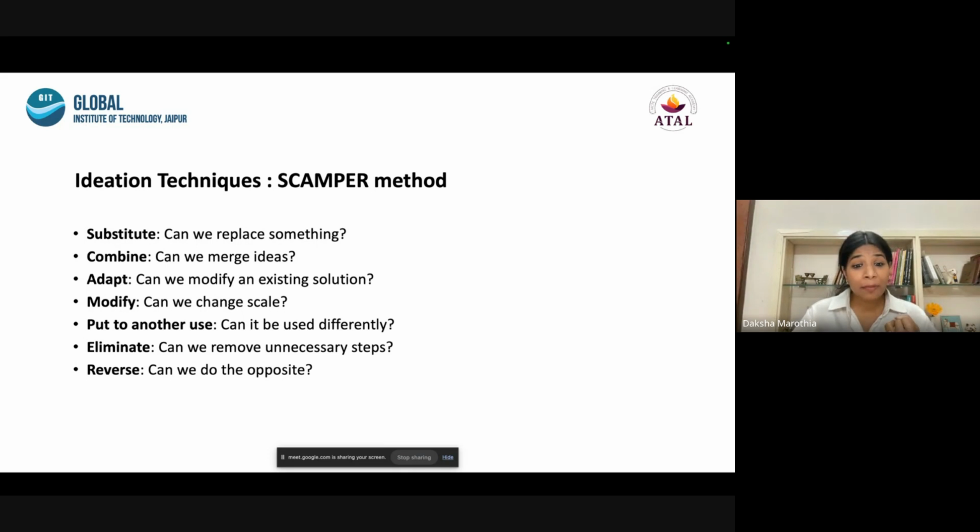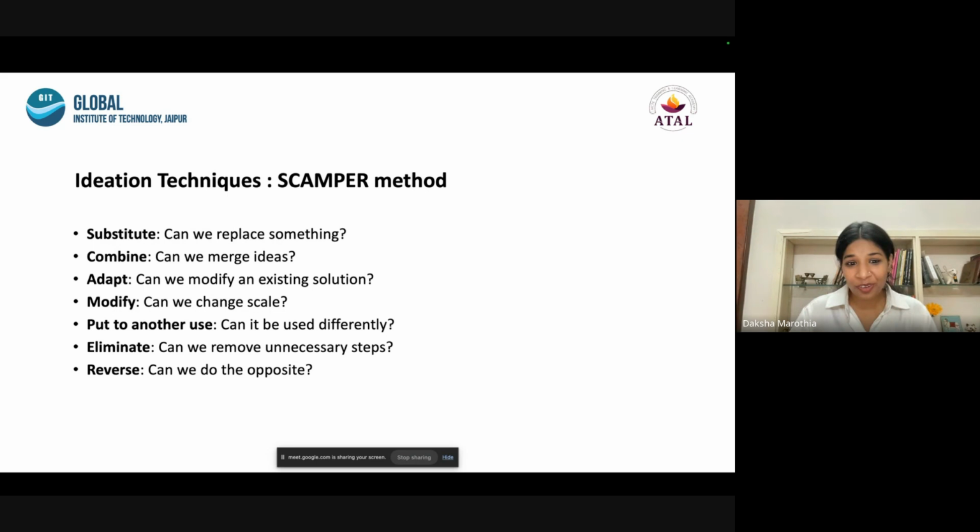Then how can I adapt it? What is the existing solution that will give me the platform to embody the feature or solution that I'm thinking of? Can I modify this by any chance? Can I scale it up? Can I scale it down? Then how can I put it to other use? Can it just be an AI assistant to help me understand my problems, or can it also help me book my appointment, get a regular health checkup, or remind me to take my medicines? Then how can you eliminate a few of the steps? I did it in front of you, and you can do it.